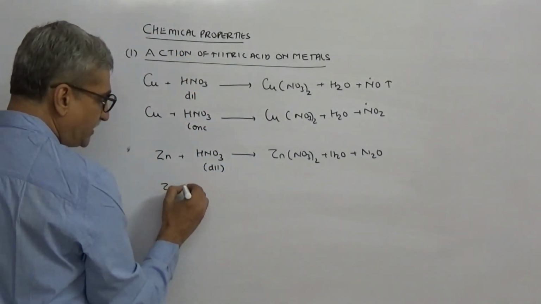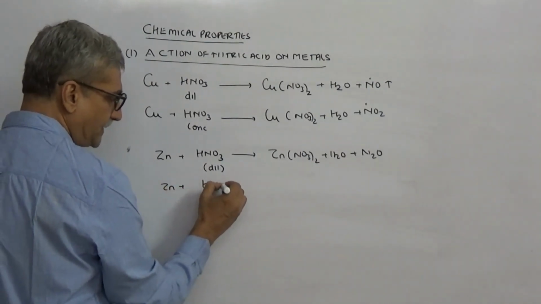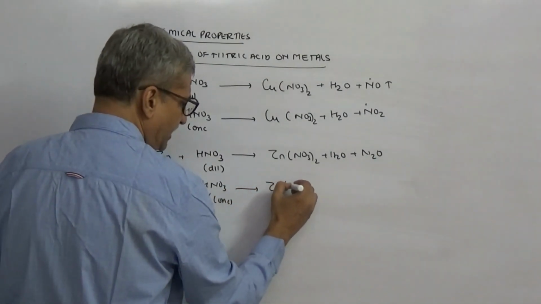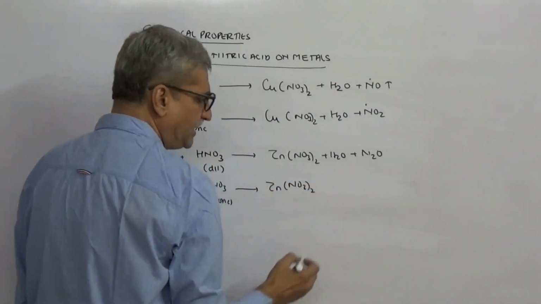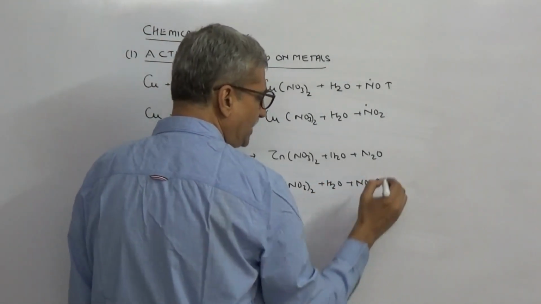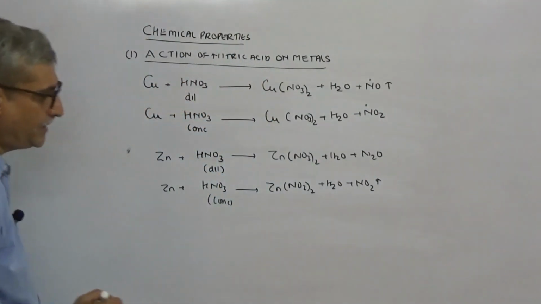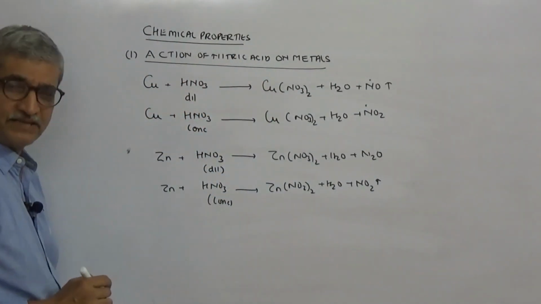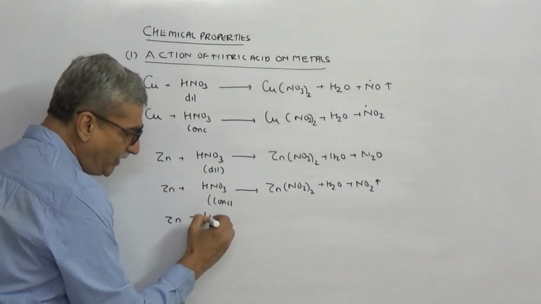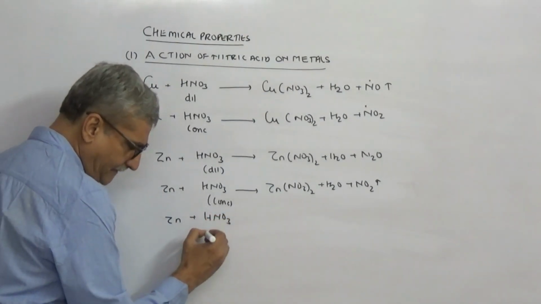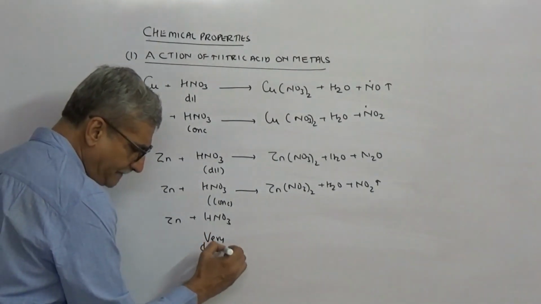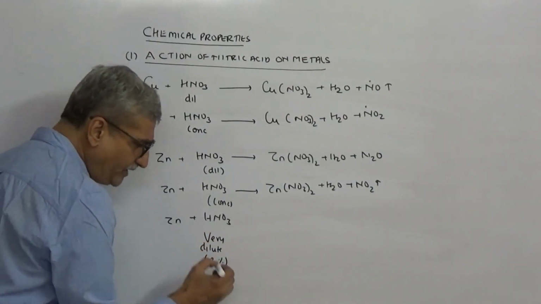And zinc reacts with concentrated nitric acid to form zinc nitrate plus H2O plus NO2. Is this point clear? There is a very odd question which sometimes is asked, that is, what happens when zinc reacts with very, very dilute nitric acid? It's 2%. Either it's very dilute nitric acid or 2%. It's a very odd question.